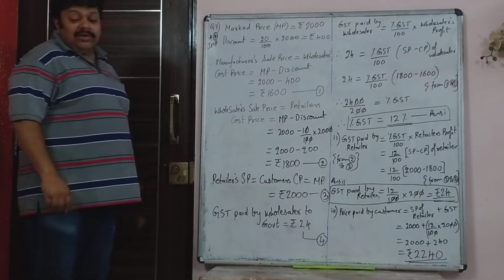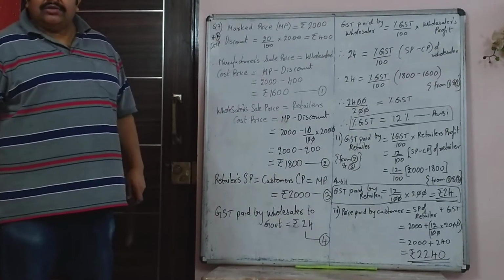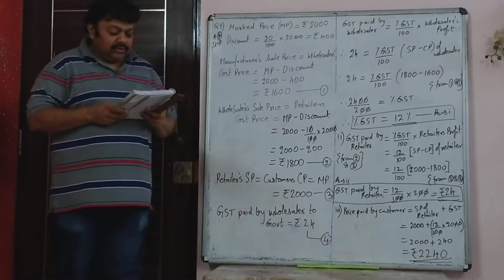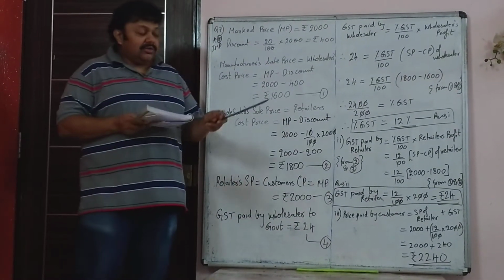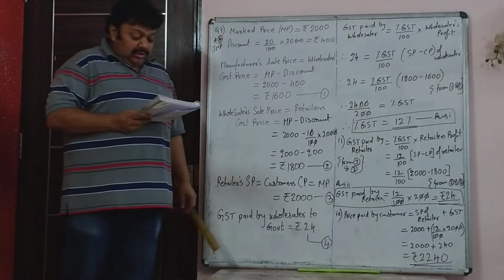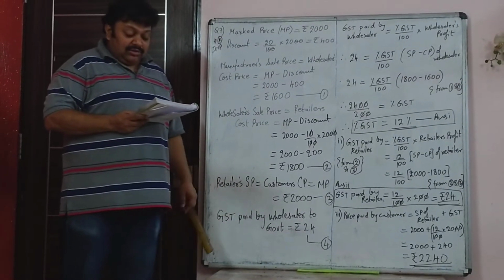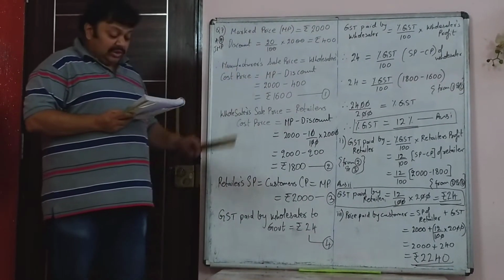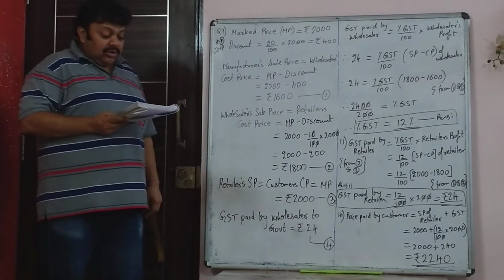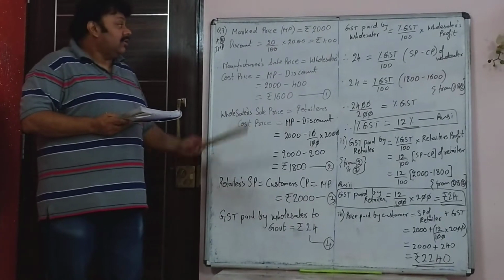In the seventh question, again a similar question like the sixth question. You are given that manufacturer sells the article with mark price 2000. So mark price is 2000. He sells it to a wholesaler at a 20% discount.